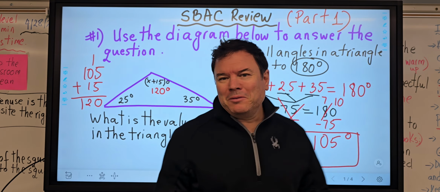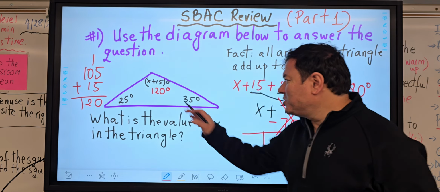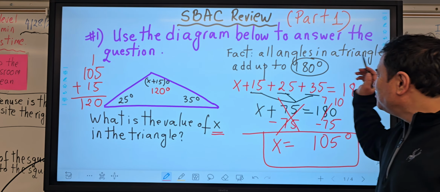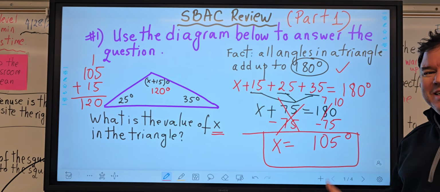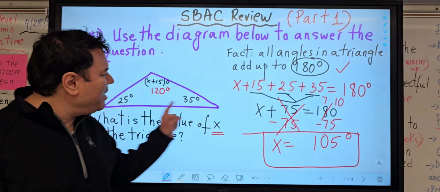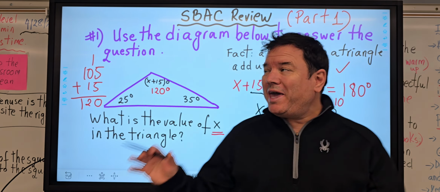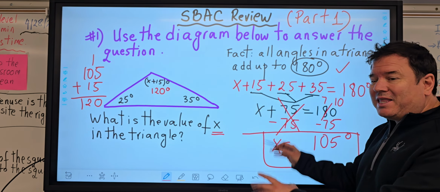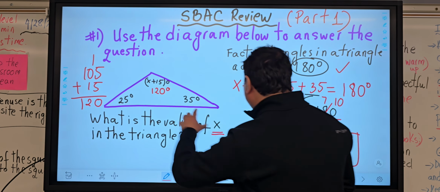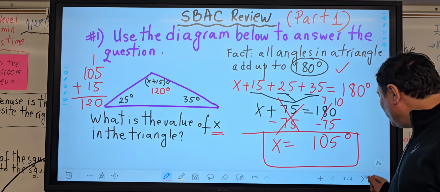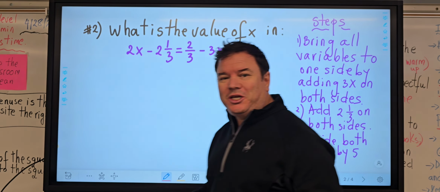And now let's check it out. If we add 120 plus 25 and plus 35, it adds up back to 180 degrees. And then we know that we got the right answer. Please remember this type of problem because you may encounter this type of problem on the state test. And please remember again that all the angles in a triangle add up to 180 degrees. Let's take a look at another problem you may see on a test.